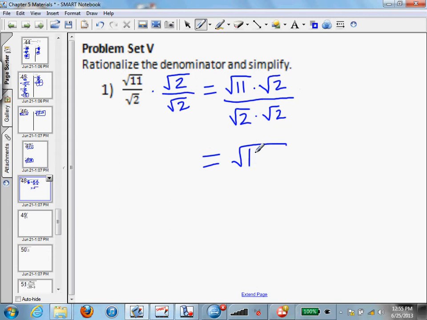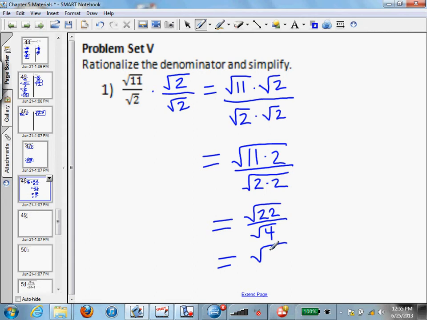We can combine these into square root of 11 times 2 over square root of 2 times 2. This is going to become square root of 22 over square root of 4, which becomes square root of 22 over 2. And that's as far as you want to take it.